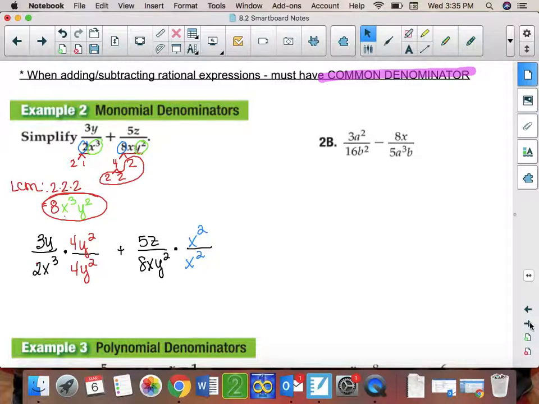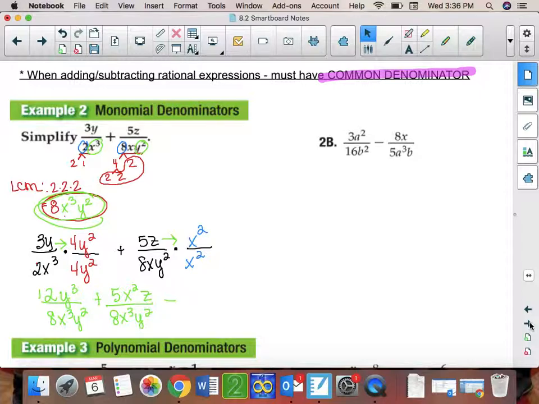Once I do that, I'm going to multiply across the top. So I have 12, and then I have y times y squared is y cubed over 8x cubed y squared, which was the goal, right? There's the LCM right there, plus, and then I'm going to multiply. I have 5, and I'm just going to put my x squared first because in standard form, x would come first. And then over this 8x cubed y squared.